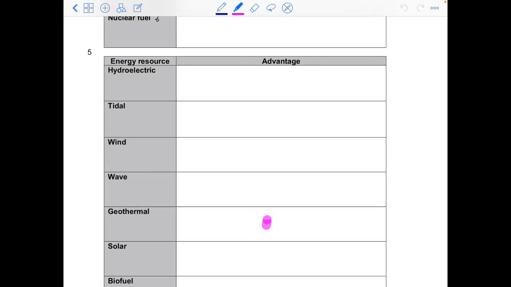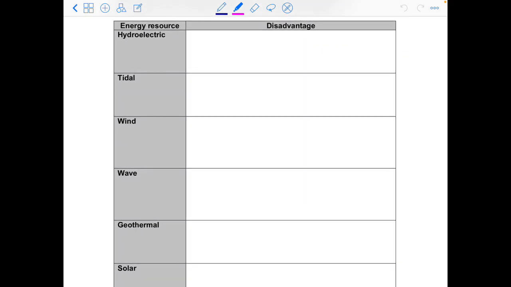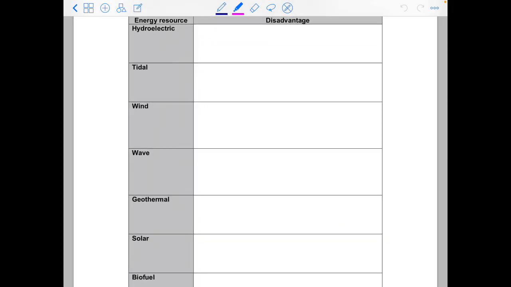Now I'd like you, listing those 7 there, to write down one advantage for each of those sources. Pause the video or go back and rewatch if you get stuck, but write down at least one advantage for each of those sources. Once you finish that, I would like you to write down one disadvantage for each of those sources. Again, if you get stuck, go back and rewatch parts of the video that you need to, or you can look in the booklet that your teacher has provided.